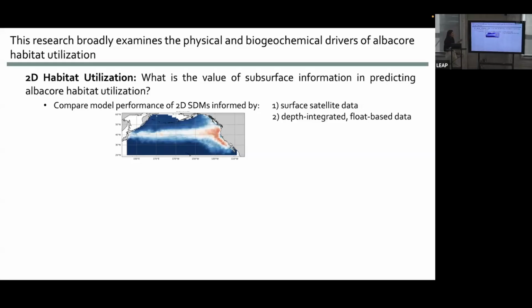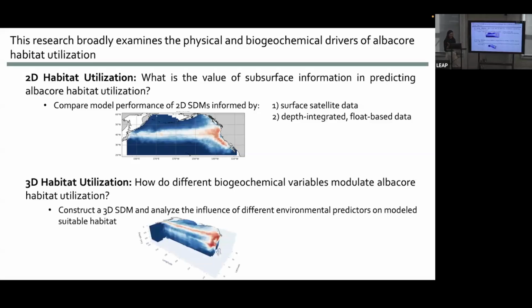And the two species distribution models are informed by different data products. One of them is trained on surface satellite information. The other is trained on depth integrated data from the float, so has some subsurface information. So comparing the performance between these two models allows us to evaluate how subsurface biogeochemistry influences albacore movements.